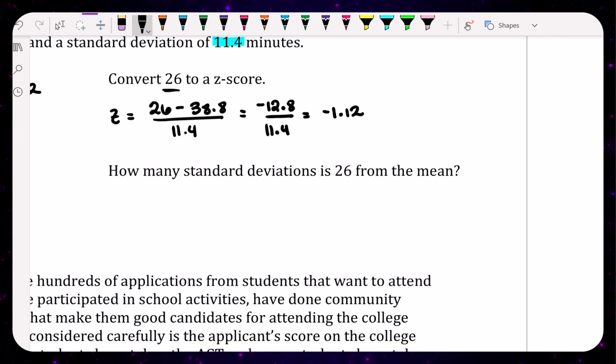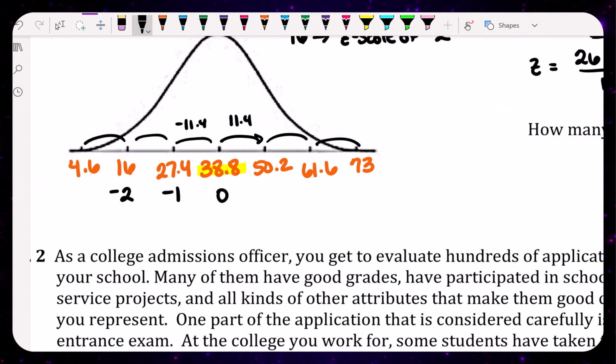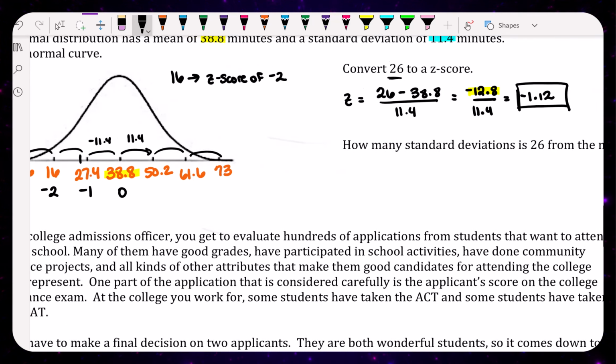Okay, so I showed a little bit of my work because I wanted to make a point. This top part right here is negative. That is the distance from the mean. So if that distance is negative, that means that your value was on the left-hand side of your mean. So when you divide it by 11.4, that tells you how many standard deviations it's going to be from the mean. So it's going to be on the left-hand side because it's going to be a little bit past the negative 1 right here. So 26 should be about right here. And if you look at that data, it makes sense.